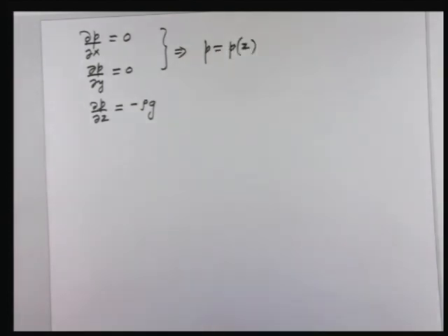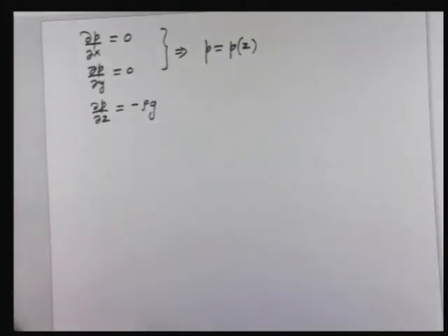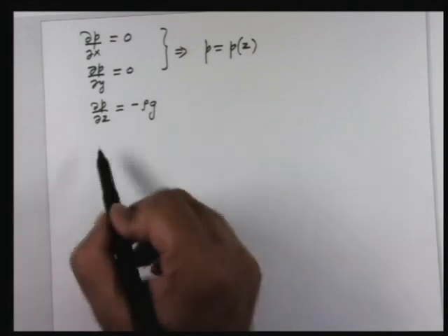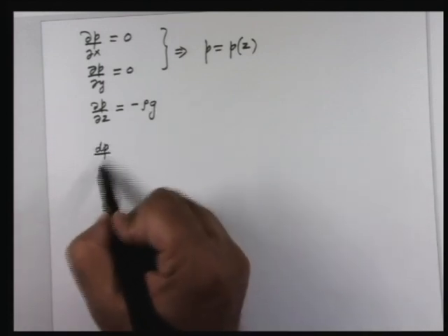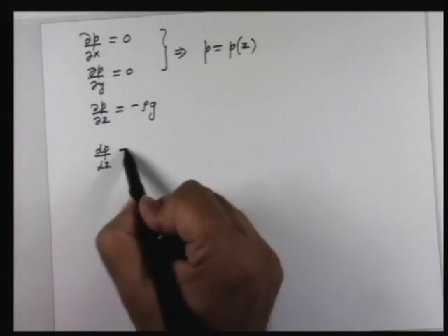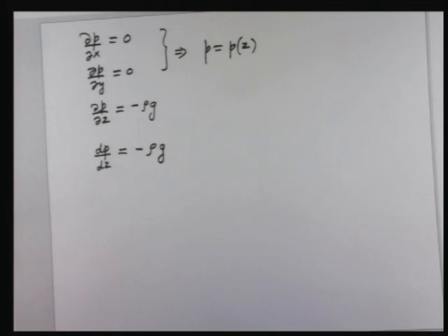We started with a general function P of x, y, z, but the equations are telling you that it doesn't vary with x and y. So that means instead of writing del P del z, I can write here dP dz is equal to minus rho g. So now we have brought it down to an ordinary differential equation, which is much easier to solve than partial differential equations. Now let us take an example.